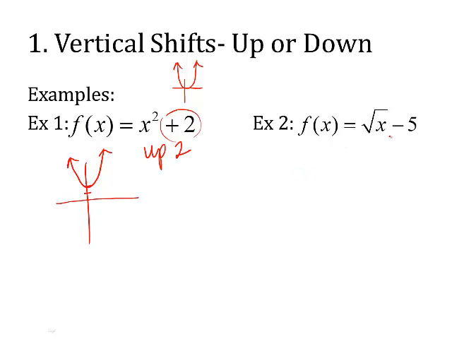This is the square root parent function, and the minus 5. The minus 5 is not happening within the square root, it's outside, so that means it's moving it down 5. Okay, so here's my graph. It usually is at 0, 0, but I'm going to move it down 5. So that means my curve is going to do this. Okay, moving it down 5.